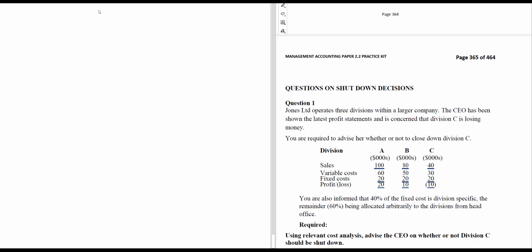Get all the data. So with management accounting, you always get the data. Or you can redraft the whole thing again for all the divisions. That can also be done, right? But let's just get our decision. So the decision is to shut down what? Shut down Division C, right?